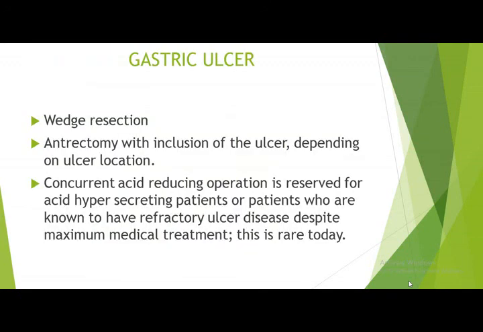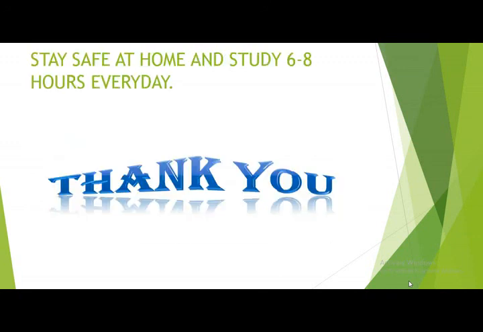In the gastric ulcer, we can do the wedge resection, antrectomy with inclusion of the ulcer depending on the ulcer location, and as we have discussed, Billroth 1 and Billroth 2, especially the Billroth 2 operations, are being done for the gastric ulcer, because gastric ulcer has the tendency for the development of malignancy. So in those cases, we need to do the complete Roux-en-Y jejunostomy.